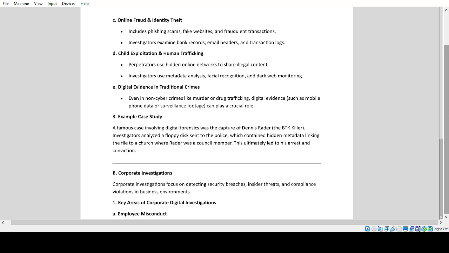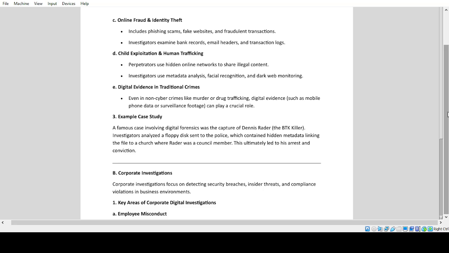3. Example case study. A famous case involving digital forensics was the capture of Dennis Rader, the BTK killer. Investigators analyzed a floppy disk sent to the police, which contained hidden metadata linking the file to a church where Rader was a council member. This ultimately led to his arrest and conviction.